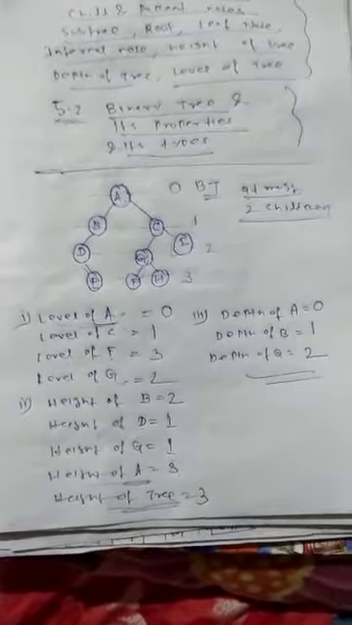So this is the way to calculate height, level and depth. You already know that; I am only showing how to calculate them. Then see how to calculate the maximum number of nodes at a particular level. Suppose at the 0th level, how many nodes are possible? Only one node is possible.